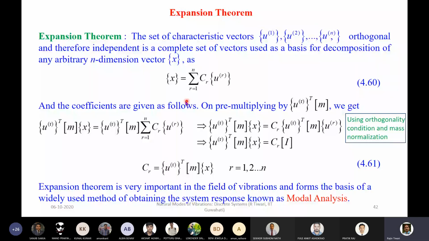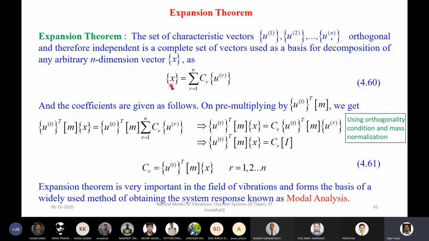Like here represented, x is the generalized coordinate of the system. So we have an n degree of freedom system, so n generalized coordinates will be here. That response can be obtained by summing up all these eigenvectors multiplied by some constant. There are n eigenvectors, so the summation is that. And this C_r will depend upon the initial condition. So it depends upon the initial condition which particular eigenvector will contribute to the total response.